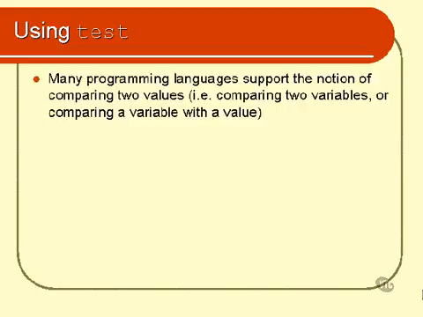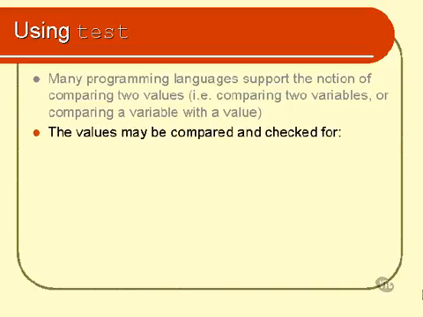Now notice that there is a closed square bracket there on the end of the line. And that's one of the curious features of the test program. If you use the alias of the open square bracket, then test will actually give you a syntax error if you forget to put in the closed square bracket. But if you just use the regular word test, then you don't need the closed square bracket. Let's just check that that actually works.